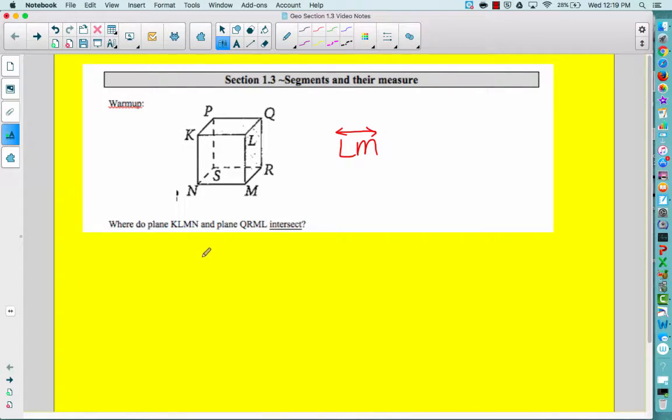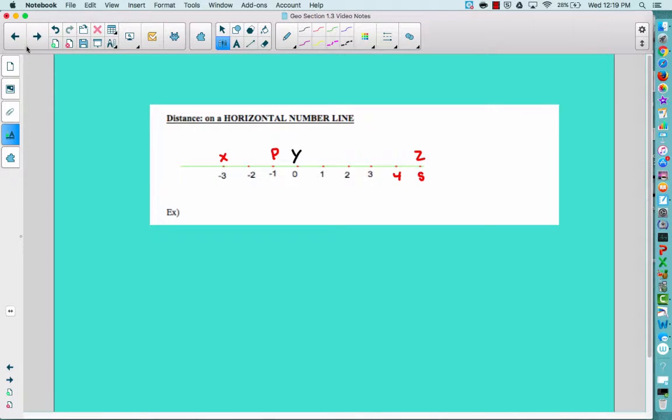Now, as a reminder, you could have used shading, or you also could have just looked at the planes here because they were given to you in four letters. You could see that the overlapping points actually were where they meet. All right, but today's lesson is actually on distance and segments.